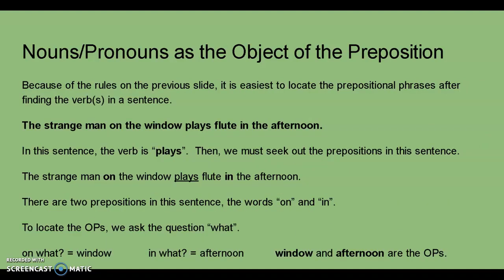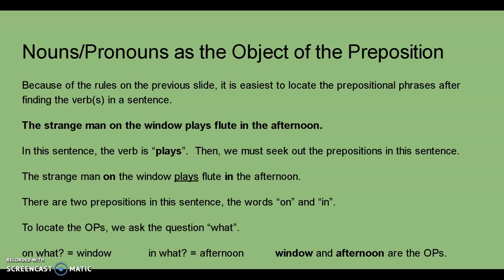Because of the rules on the previous slide, it is easiest to locate the prepositional phrases after finding the verb or verbs in the sentence. For example, the strange man on the window plays flute in the afternoon. In this sentence, the verb is plays. Then we must seek out the prepositions in this sentence. Once we've done that, we see that on and in are the two prepositions in this sentence.